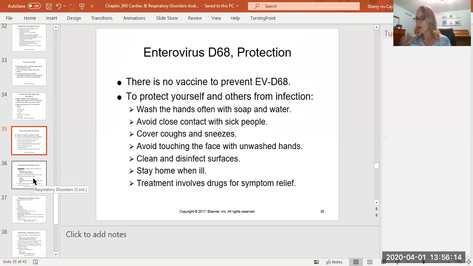All right, I think I have a question for you. Who is at higher risk for the enterovirus? A, infants and children, B, healthcare workers, C, the elderly, or D, persons who smoke. What do you think? It is infants and children.